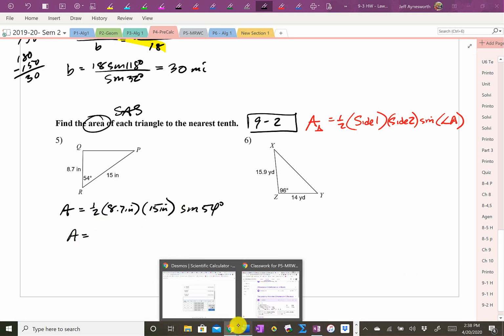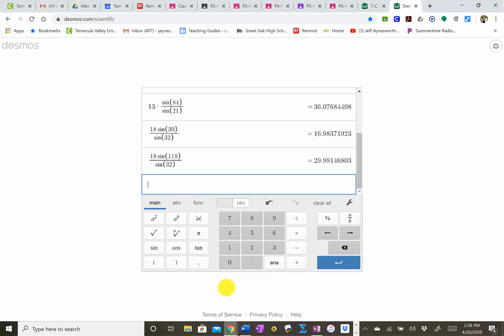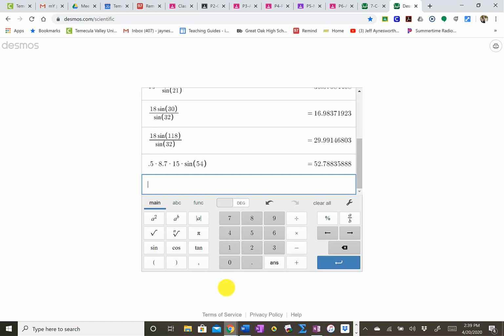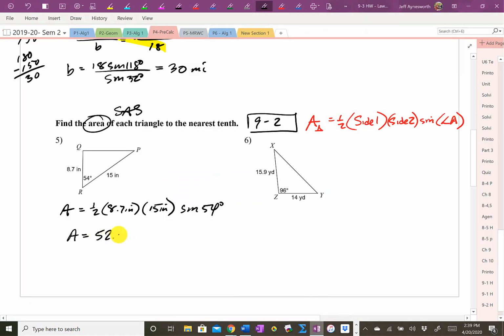So let's figure it out. Here we go. Enter 1/2 or 0.5 times 8.7 times the other side, 15, times the sine of the angle between them, which is 54, and you round it to the nearest tenth, and you get about 52.8. So 52.8 square inches. Remember that an inch times an inch gives you a square inch. Always square units. And the last one here, 1/2 times 15.9 yards times 14 yards times the sine of the included angle, which happens to be 96 degrees.